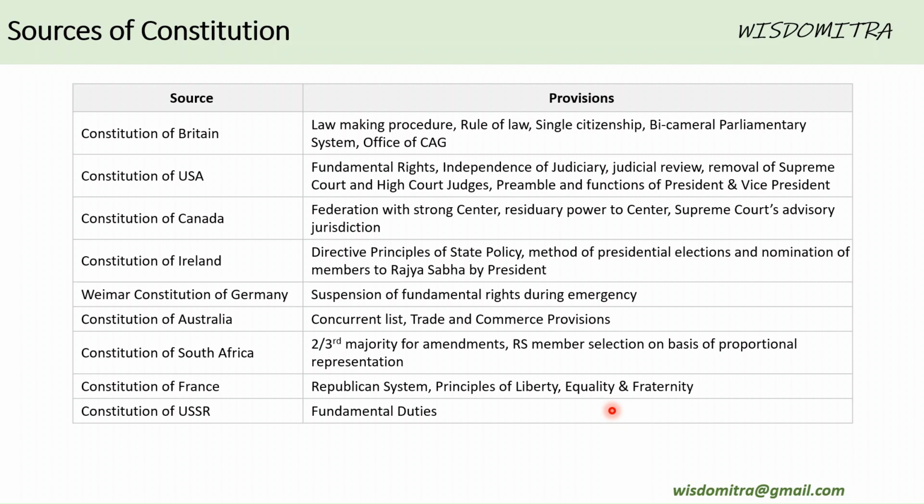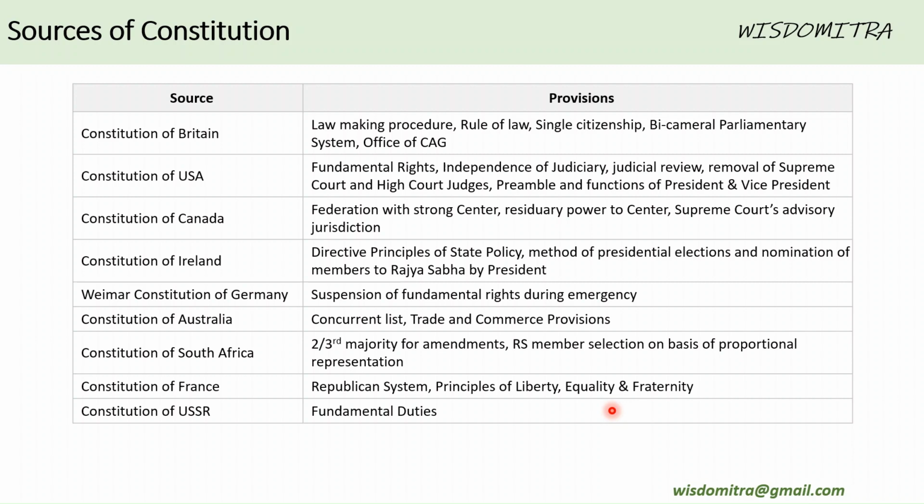Coming to France, the republican system and the principles of liberty, equality, and fraternity have been taken from the Constitution of France. For example, the Constitution of Britain does not have a republican system. Their head of the state is not an elected member. Rather, the king or the queen, the monarch, is the head of the state. But in India, that's not the case, and that idea has been picked up from the Constitution of France.